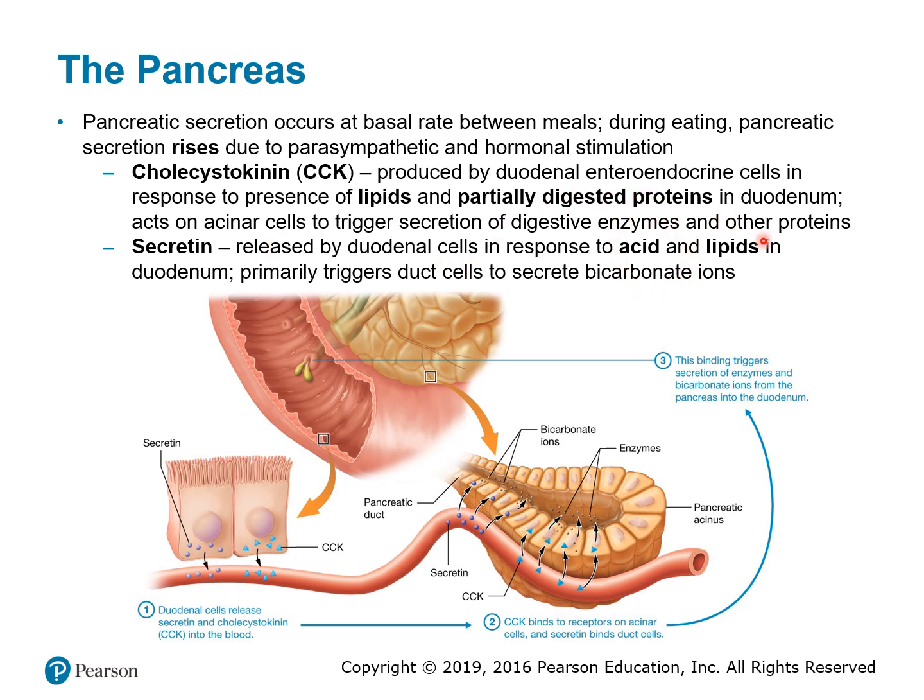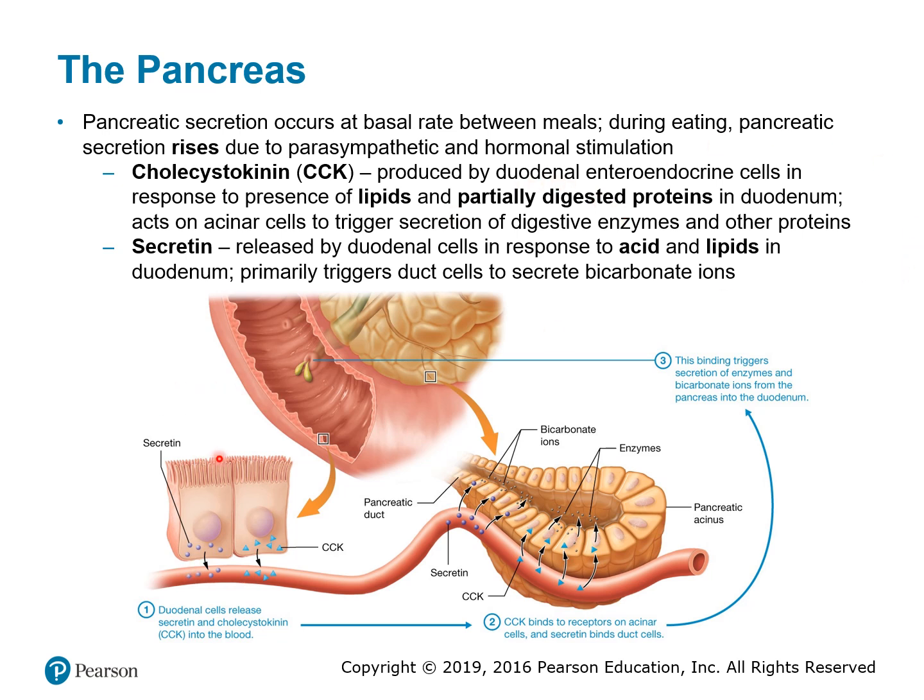Some of them release secretin, in response to acid and lipids in the duodenum, and it triggers the duct cells to secrete bicarbonate ions. And then you have the duodenal cells, which also release the cholecystokinin, CCK, hormone, produced by the duodenal endocrine cells in response to the presence of lipids and partially digested proteins in the duodenum. And it is going to activate the acinar cells to trigger secretion of enzymes and other proteins.